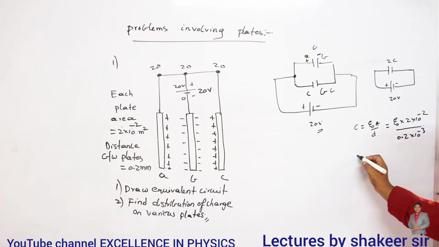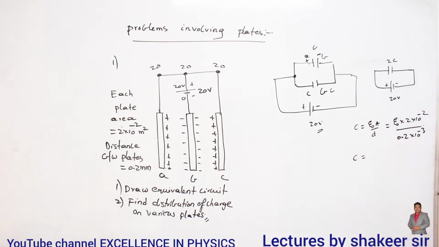So therefore, solve this one and see what capacitance you will get. So 10 into 10 power minus 2 plus 3. That's all, no? So therefore how much is it? It is 100 E naught farads. That's all, no? So this is the capacitance of each capacitor.